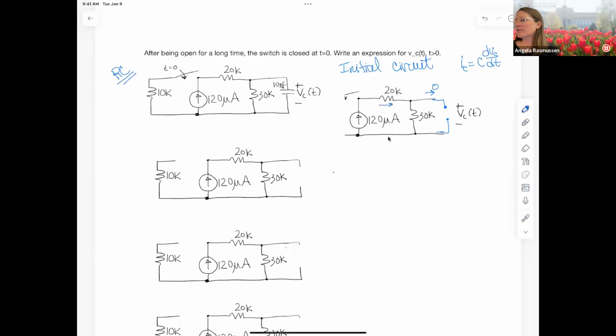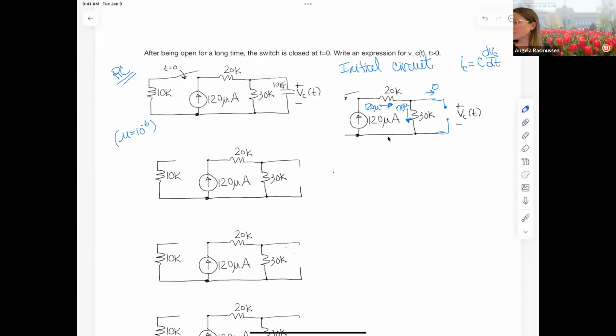So what is the current flow? What's this current? Micro. I don't know if everybody said that. I heard milli. So micro, remember, is this symbol. So this is 10 to the minus 6. And then what's the current going through the 30K? Okay. 120 micro, because there's no current going through that open wire.